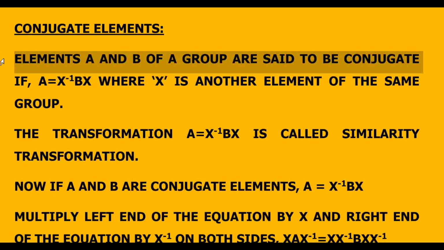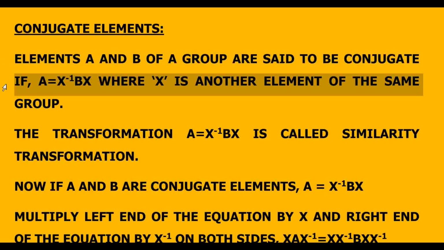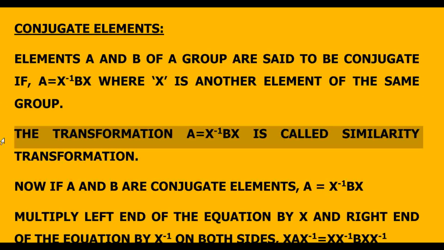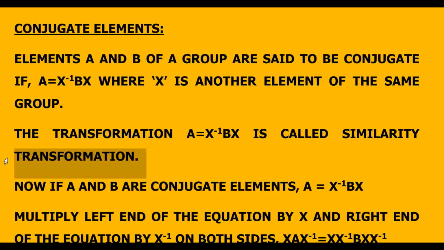Elements A and B of a group are said to be conjugate if there is a relation A is equal to X inverse Bx, where X is yet another element of the same group. Now the transformation A is equal to X inverse Bx is known as similarity transformation.